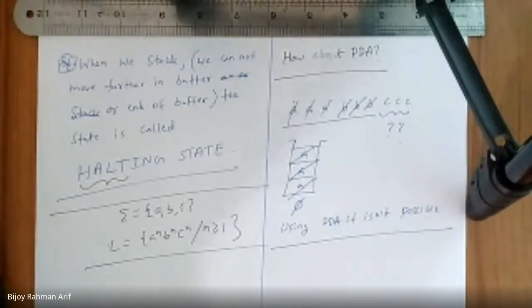So we understand PDA is more powerful than finite automata, but PDA cannot accept all the languages. So PDA has some limitations. So what else can we do?